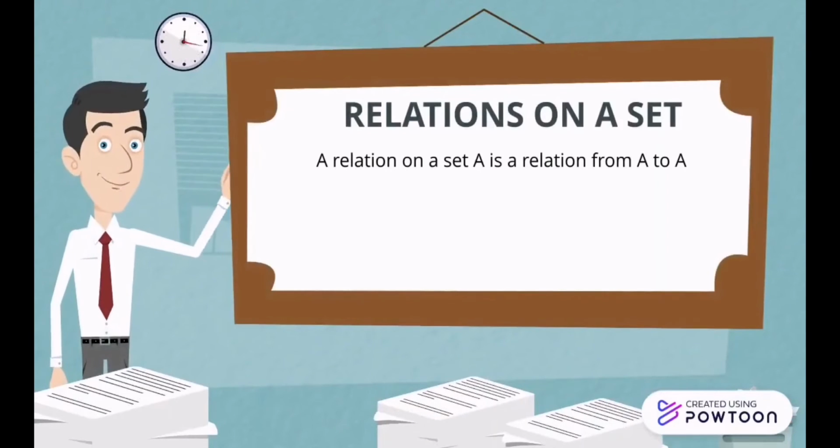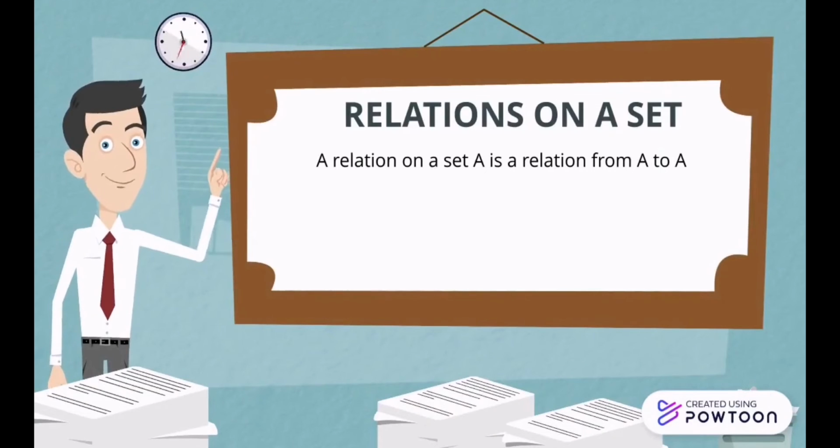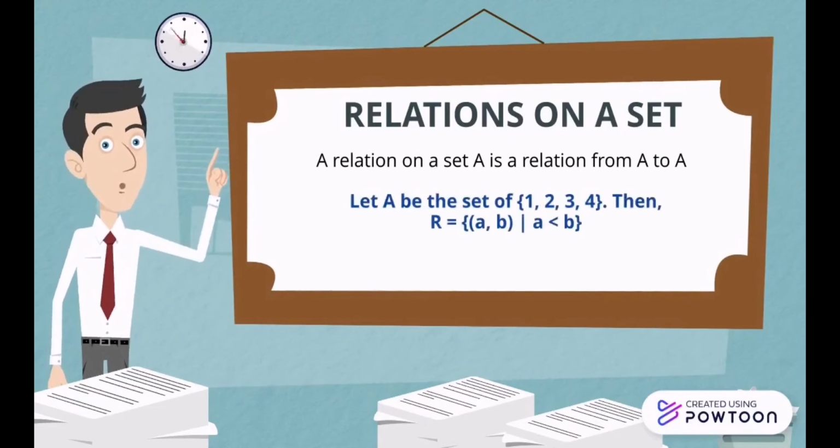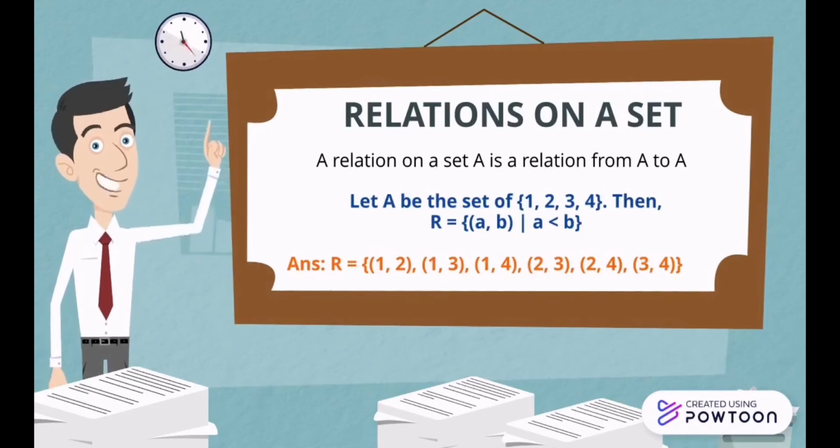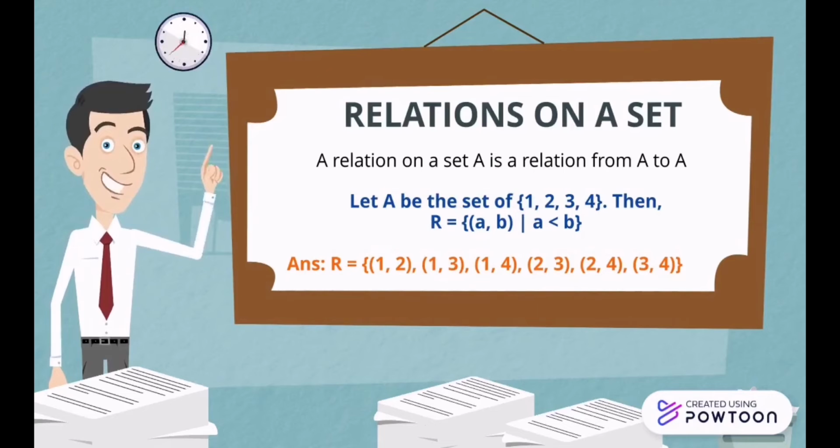Next is the relations on a set. A relation on a set A is a relation from A to A. For example, set A equals 1, 2, 3, and 4. The relation such that a is less than b will be the 6 ordered pairs given below.